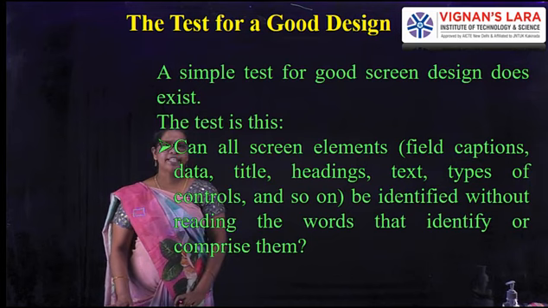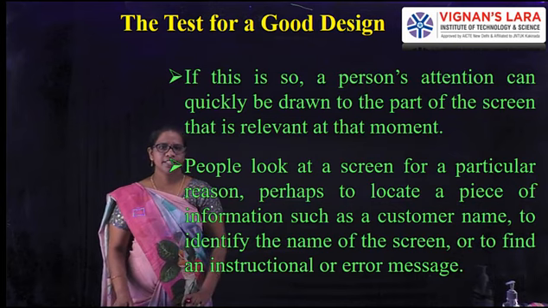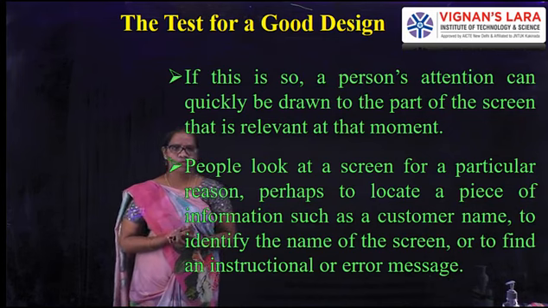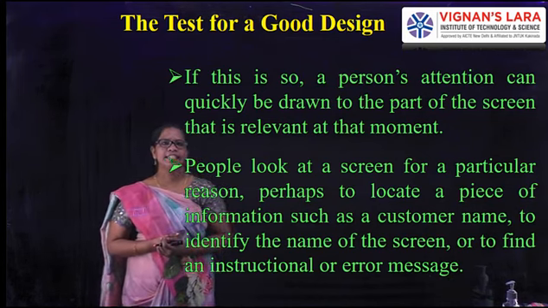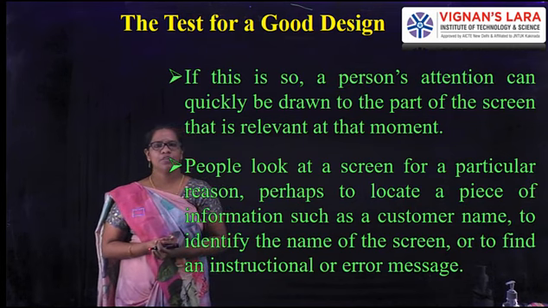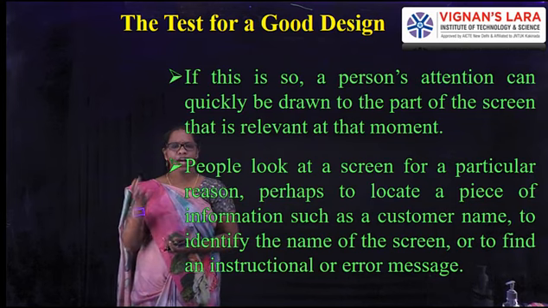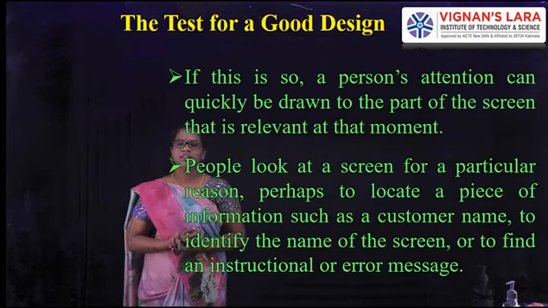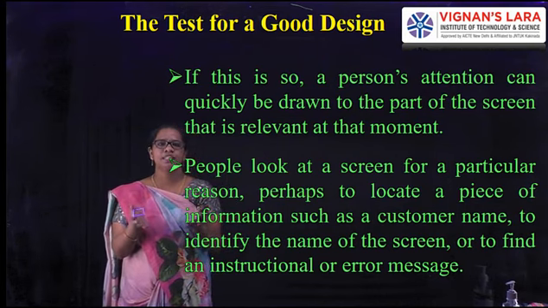And coming to the next test. So the second test is, if this is so, a person's attention can quickly be drawn to the part of the screen that is relevant at that moment. So if you identify quickly the icons placed on a screen without reading the label, then that means we are drawing the user's attention towards the screen.